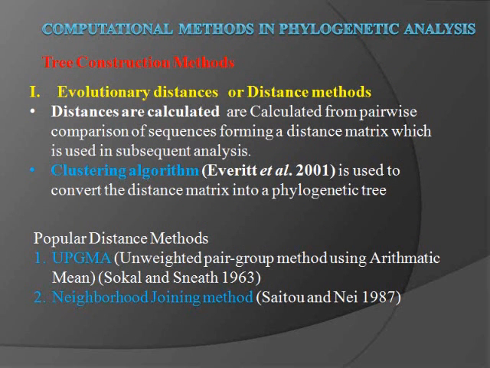Now these were the computational methods we have studied, the methods of tree construction in phylogenetics. One is evolutionary distance, or the distance method, that we have seen. The distances are calculated from pairwise comparison of sequences, forming a distance matrix which is used in subsequent analysis. The main purpose is to compare the pairwise alignment of the sequences.